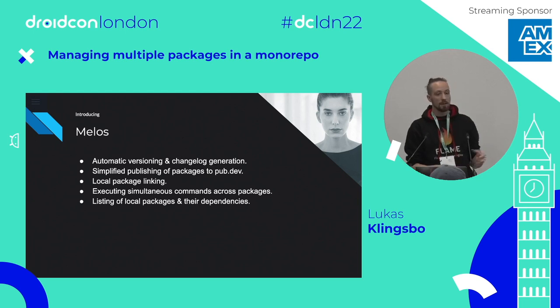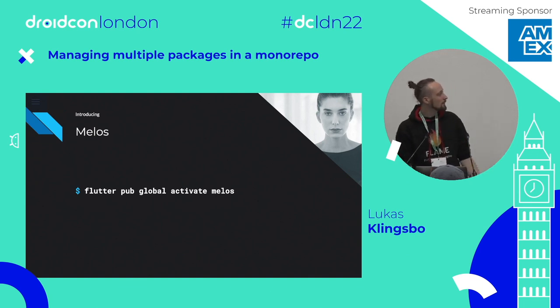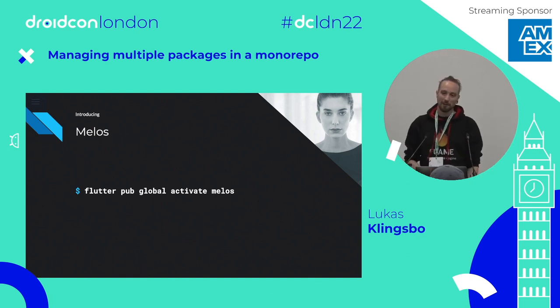And you can just easily list what packages you have in your repository. So now I had no idea how many packages we had in our repository, for example, and I just listed them, and apparently we have 30 packages within our repository, which is quite a lot. And to install Melos, you just do flutter pub global activate melos, and then you have it on your system if you have added the path to the binaries.